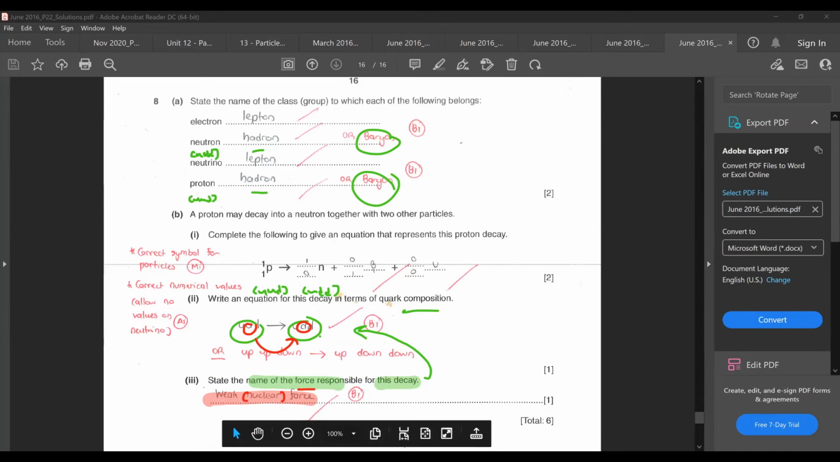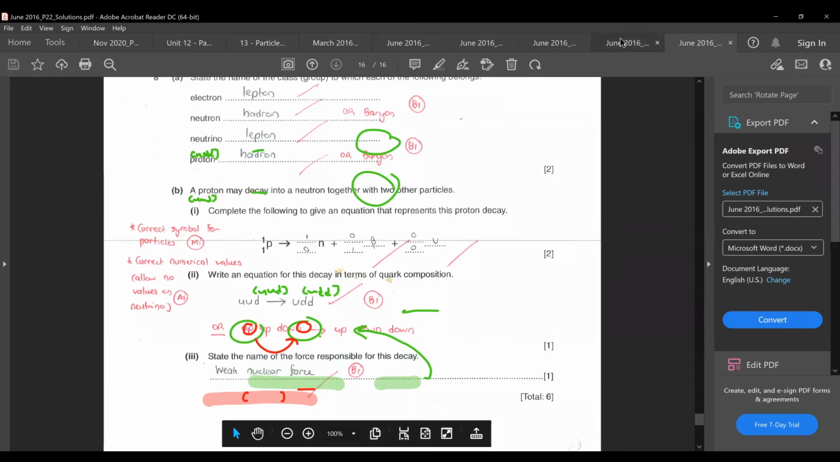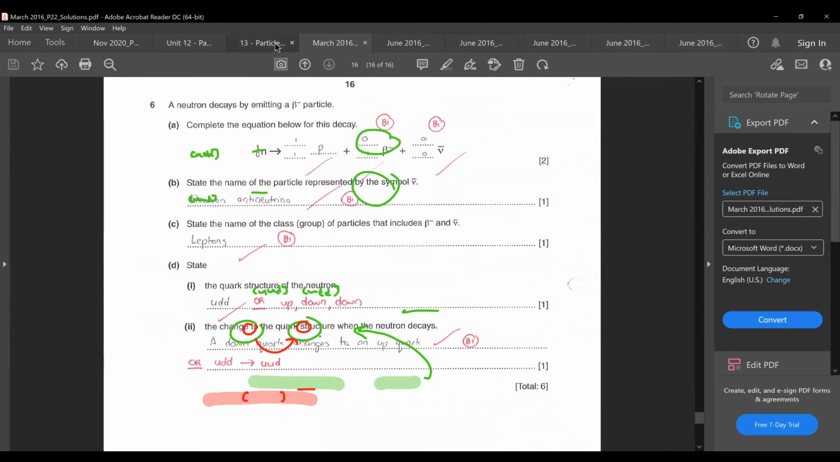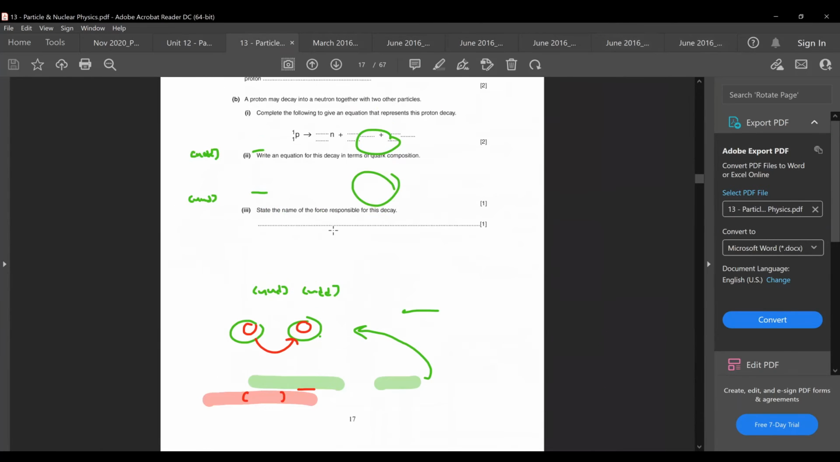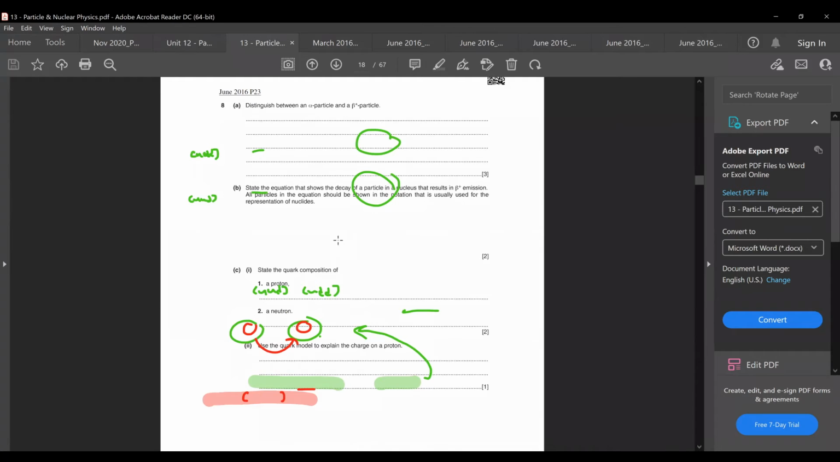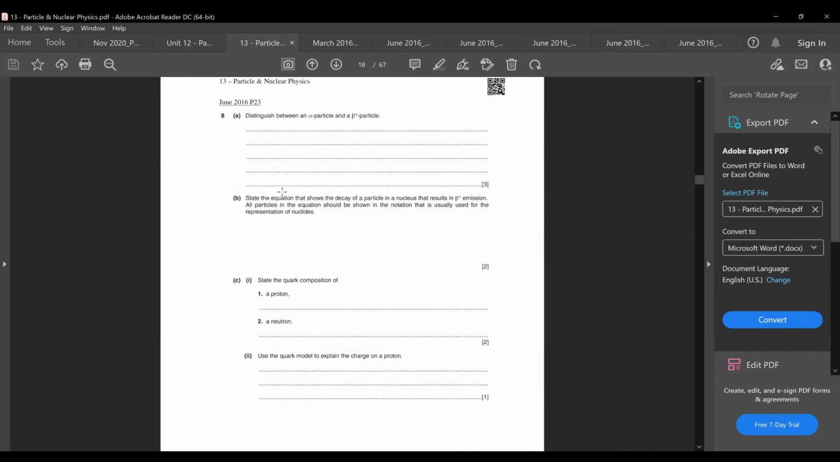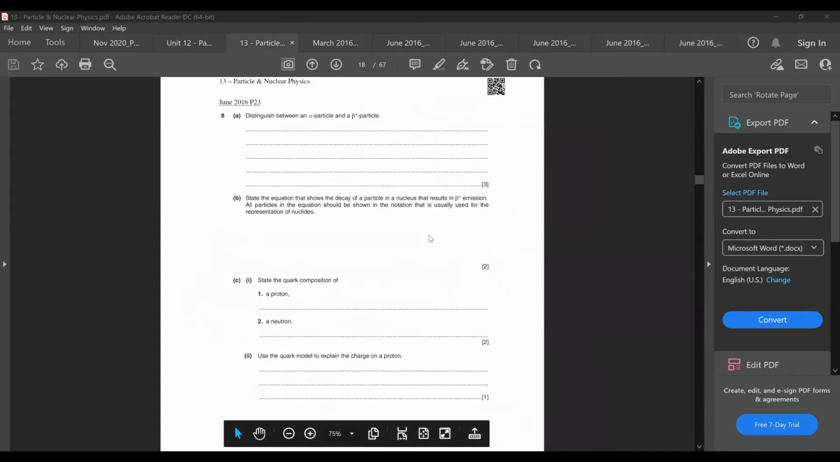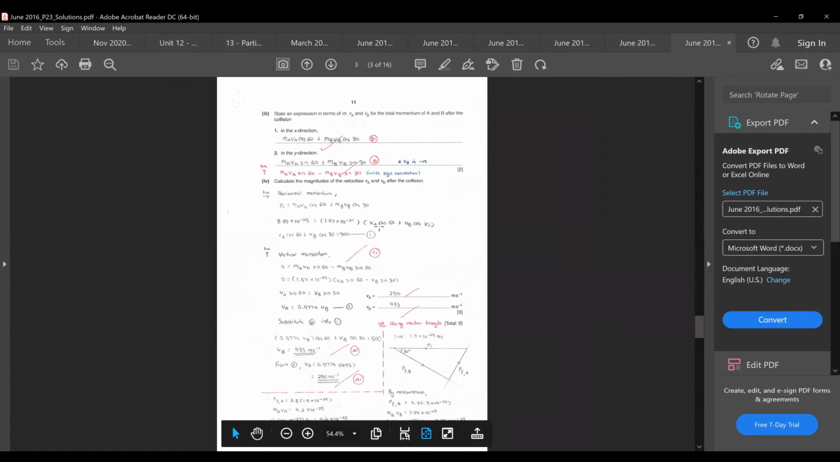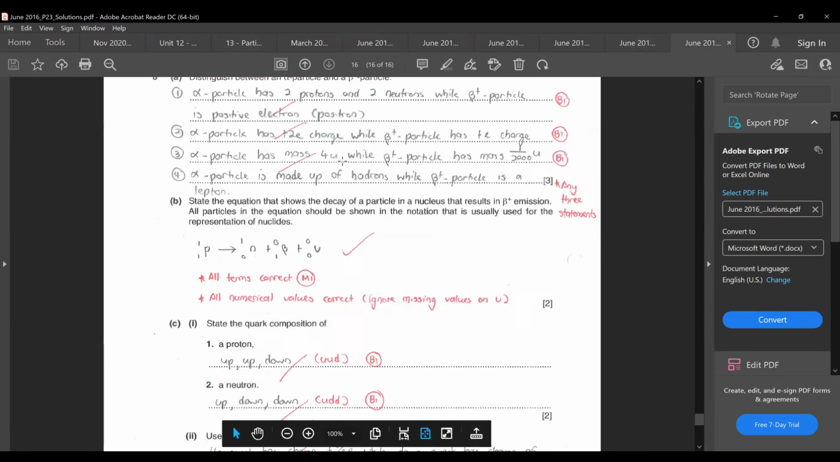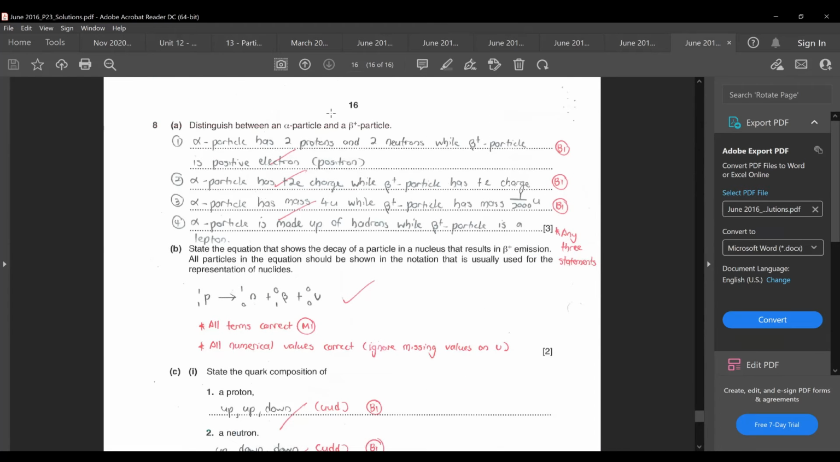Then we move on to the next question again. Notice that the variation has started to change a little in terms of the things they ask for fundamental particles. Okay, next page, June 16, P23. Distinguish between alpha particle and beta plus particle.